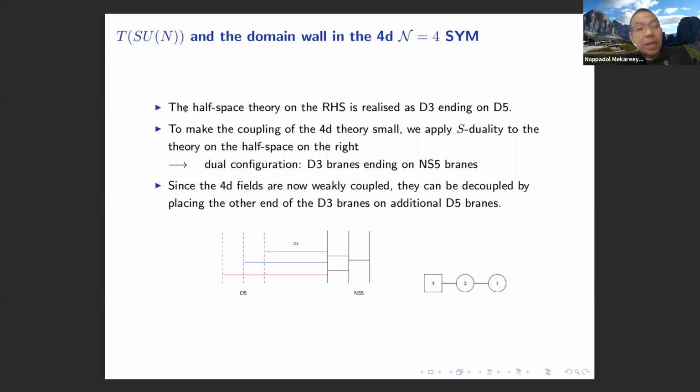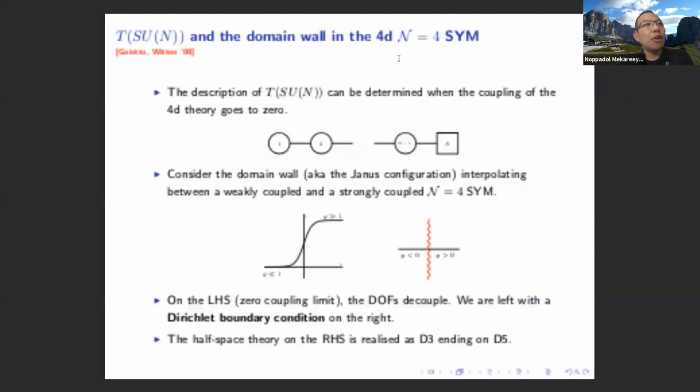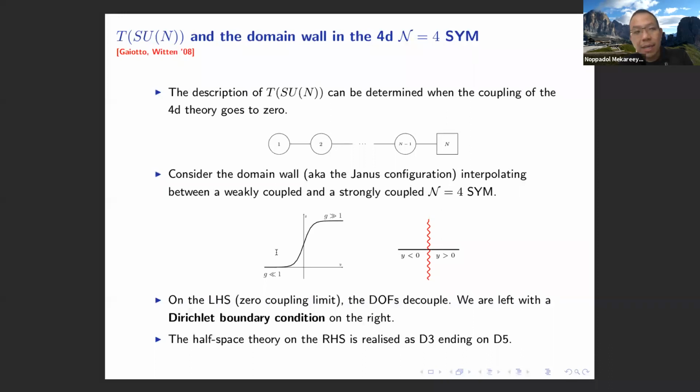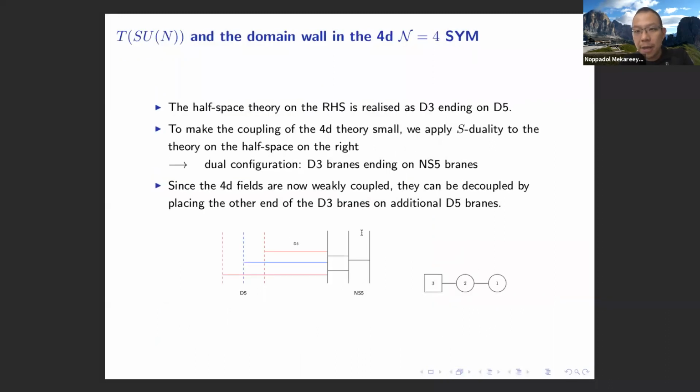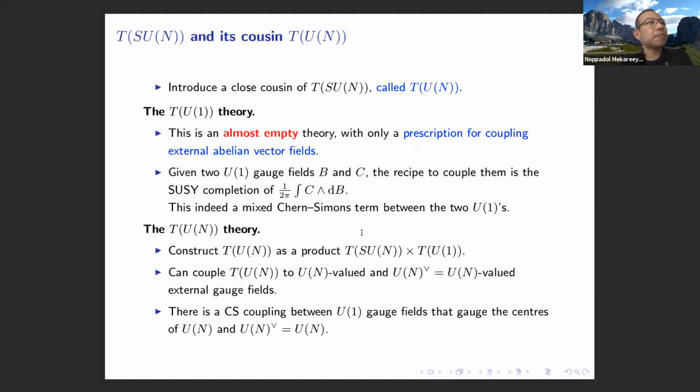Okay, so this is the argument of Gaiotto-Witten, basically, to associate the T[SU(N)] with the domain wall of the 4D N=4 super Yang-Mills. And observe that because of S-duality, if you take one side to be SU(N), upon doing so the strongly coupled side will be SU(N) mod Z_N. Okay, so they have to be Langlands dual to each other.